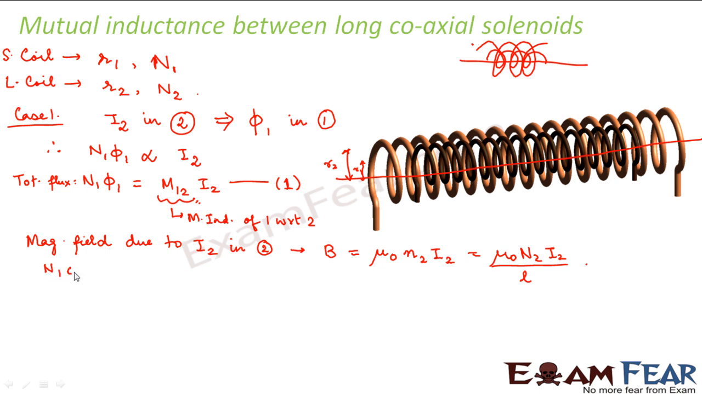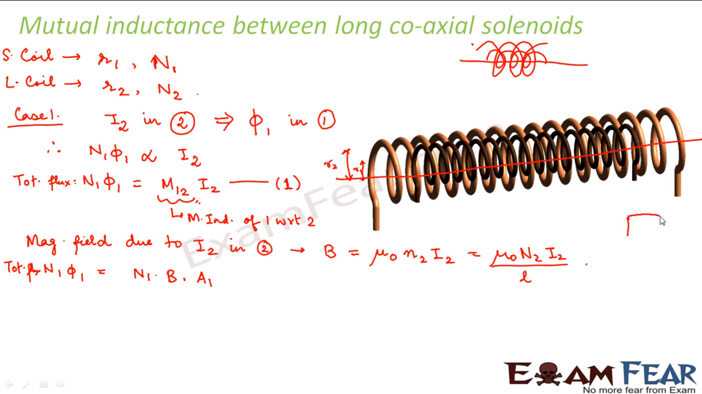So we can say that the total flux N1 phi 1 is B into A. So what is B? B is nothing but the magnetic field due to the current I2. So the magnetic field due to the outer coil is influencing the inner coil. So we can also write another expression for total flux, that is N1 into phi 1, which will be equal to B into area. Area will be A1. We are writing it for coil 1, but the magnetic field on coil 1 is nothing but the magnetic field inside the outer coil.